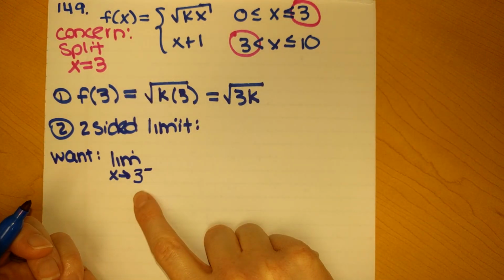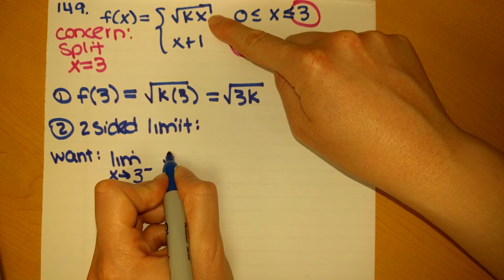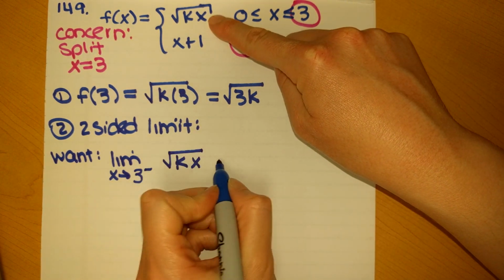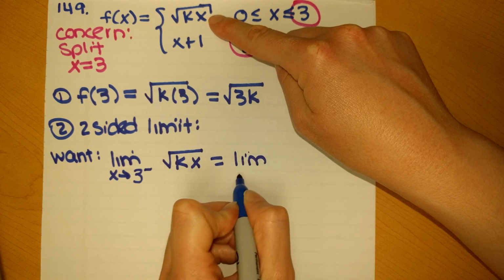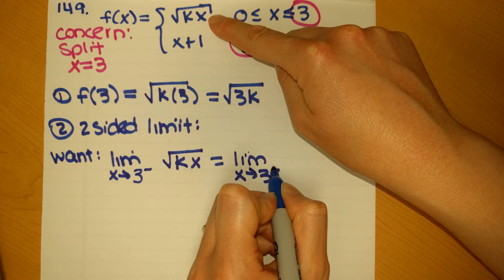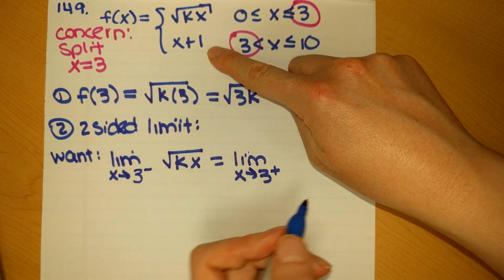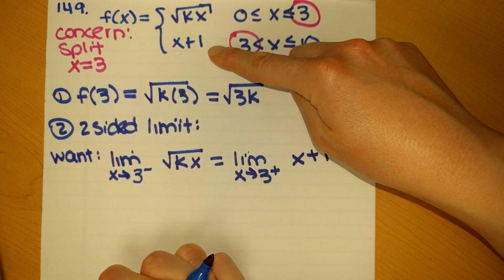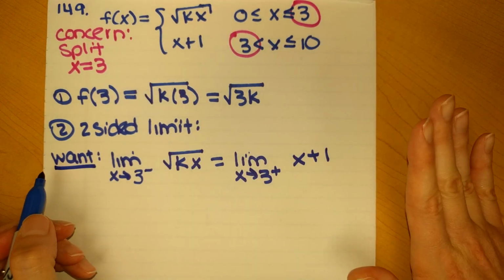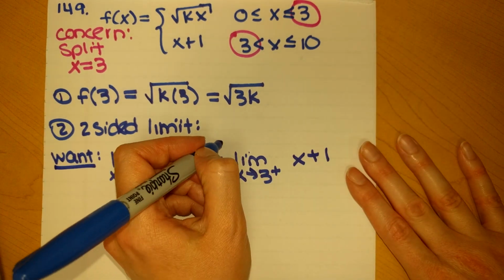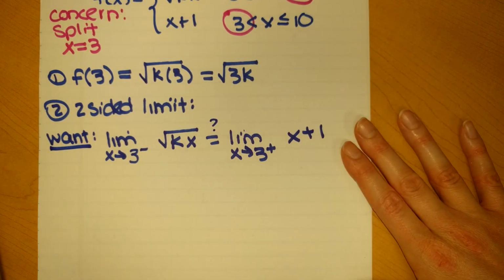Now, to the left of 3, our function is defined as the square root of kx. And we want that to be equal to the limit as x goes to 3 from the right, and in that case our function is defined as x plus 1. Now we want that. We don't know that we have that. So we put a little question mark here. That's what we're trying to get.